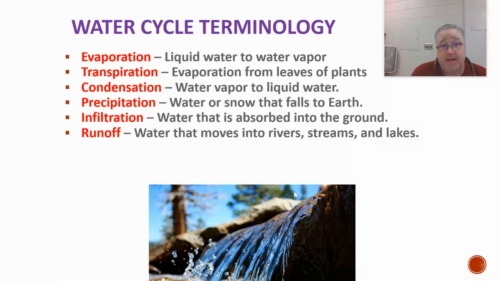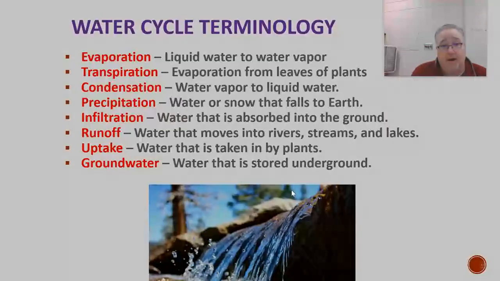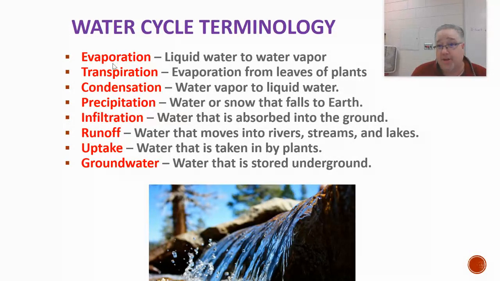So this is just a summary of some of the terminology that I want you to understand. All right, evaporation: liquid water to water vapor, to water gas. Transpiration is the evaporation from leaves of plants, so it's a type of evaporation. Condensation, okay, that's when water gas turns into liquid water. That happens up in the atmosphere. And then precipitation is when the water comes back down to earth.